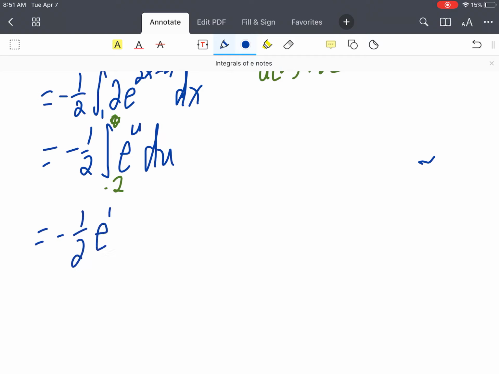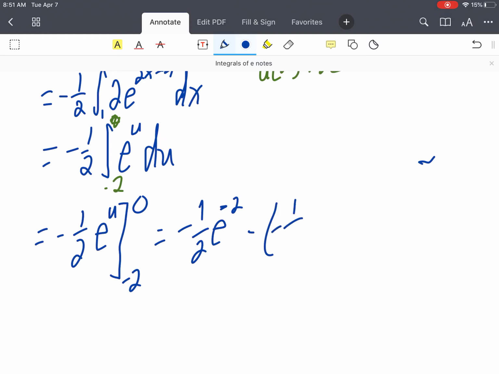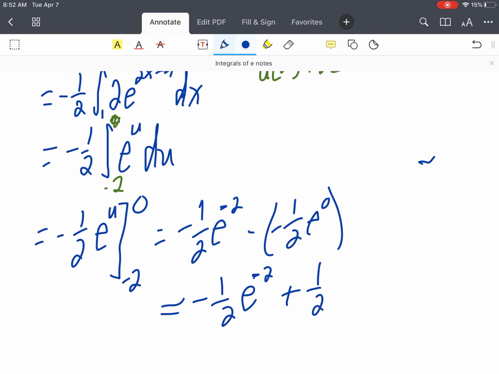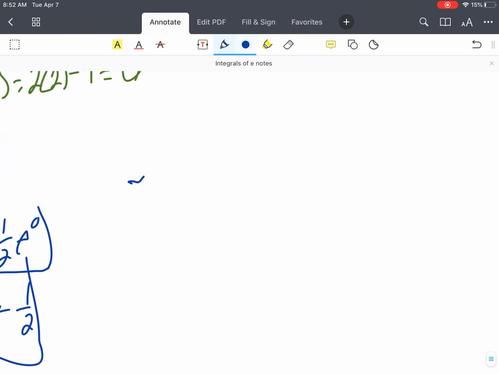All right, so now let's integrate. The integral of e to the u is e to the u. And we're doing this from negative 2 to 0. So this is negative 1/2 e to the negative 2 minus negative 1/2 e to the 0. Lots of times I don't really care that you simplify. This time, though, since we know what e to the 0 is, let's just deal with that. e to the 0 is 1. So this is just negative 1/2 e to the negative 2 plus 1/2.